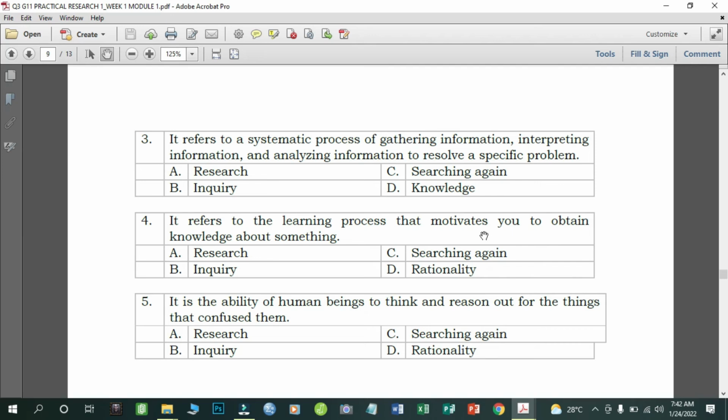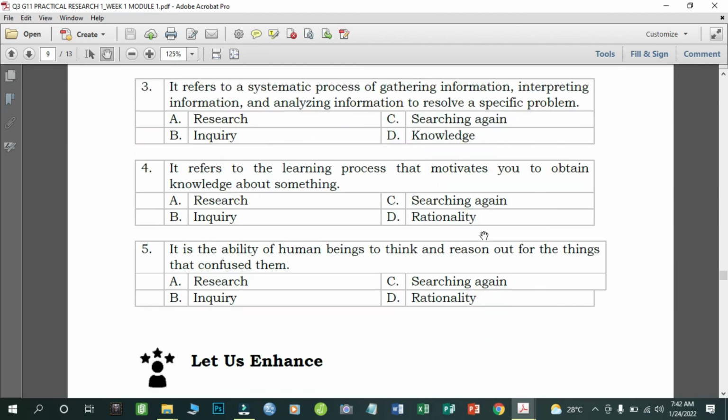Okay, number four. It refers to the learning process that motivates you to obtain knowledge about something. A. Research. B. Inquiry. C. Searching again. D. Rationality. Okay, correct answer is letter A. Research. Okay, you got it right.